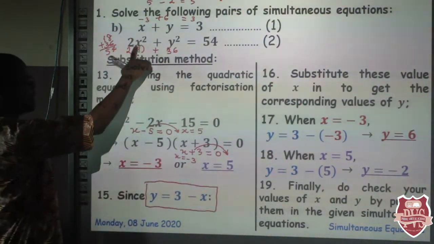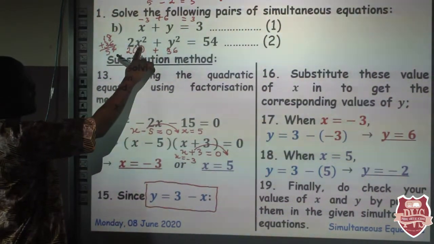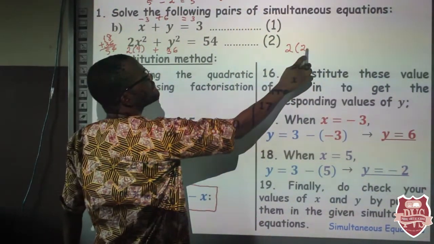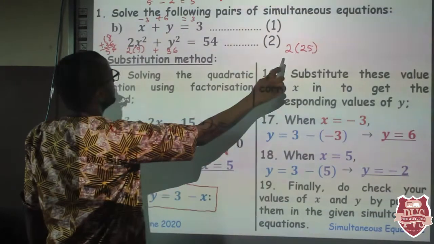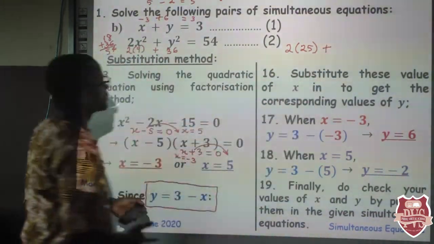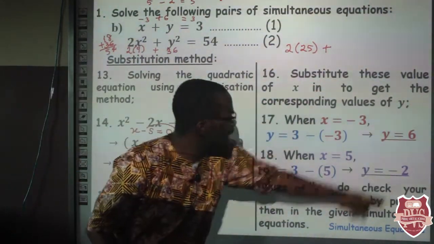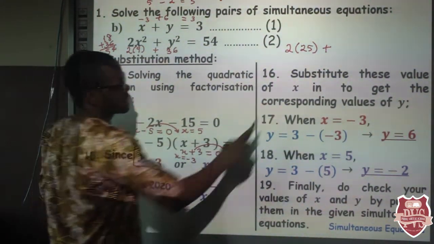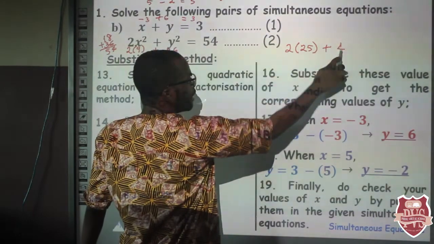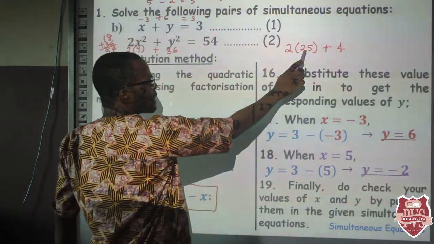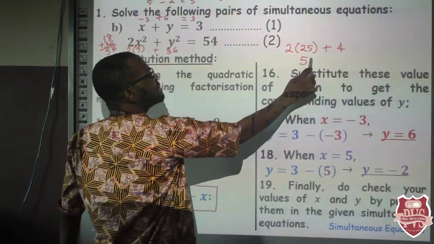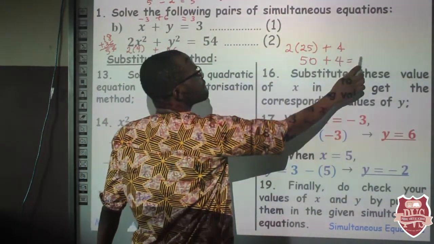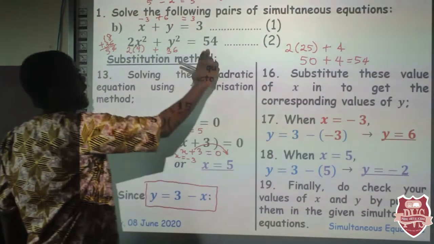When x is 5, 5 squared is 25. So you have 2 times 25 plus the corresponding value of y, which is minus 2. Minus 2 times minus 2 gives you plus 4. Okay, now 2 times 25 is 50 plus 4. And that gives you 54, which of course is what we have on the right hand side.